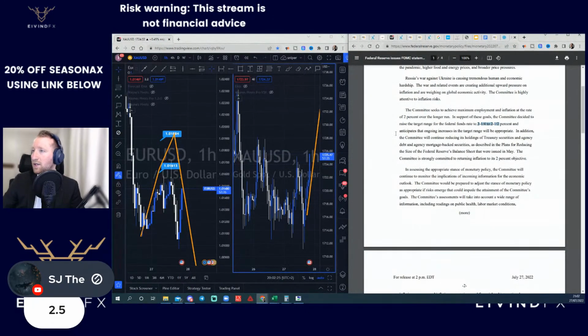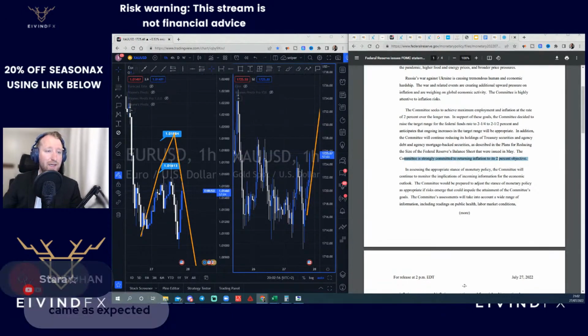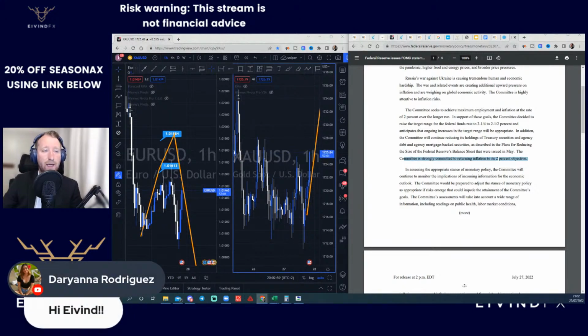Okay. In addition, the committee will continue reducing its holdings of treasury securities, agency debt and agency mortgage-backed securities. That means that they are reducing the bonds and other assets they were buying up in COVID times, and the committee is strongly committed to its 2% inflation objective, as always. Came as expected. Yeah. And hello, Rodriguez.